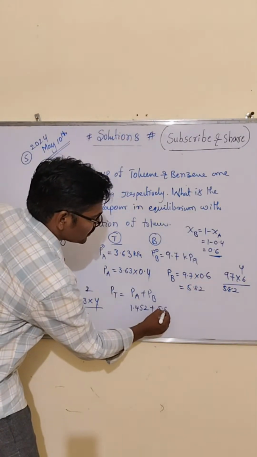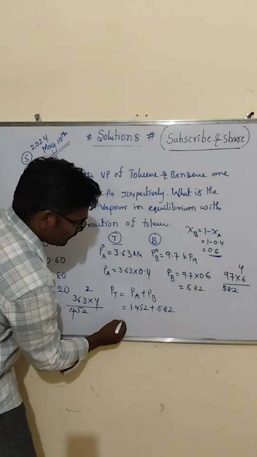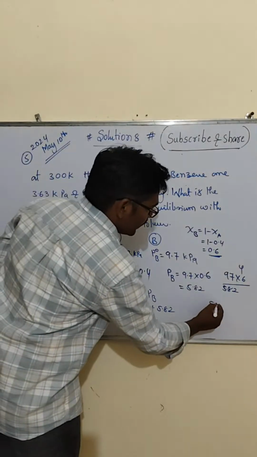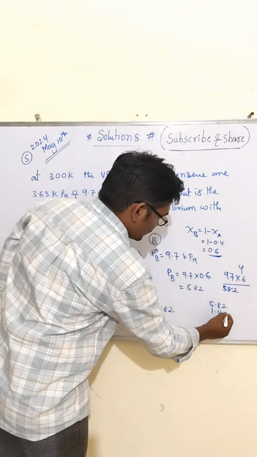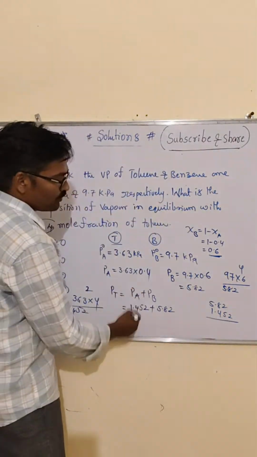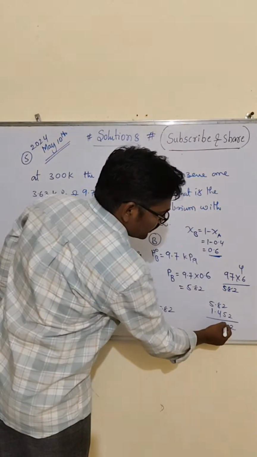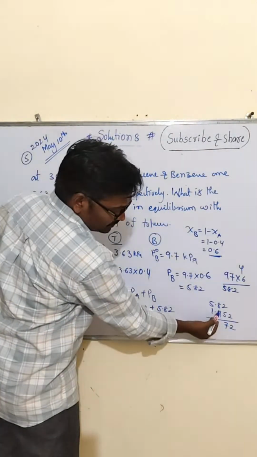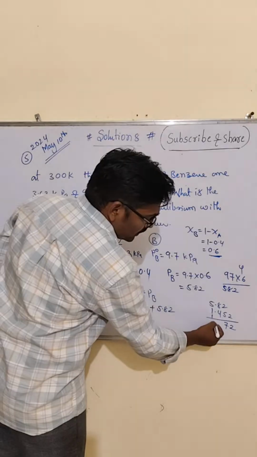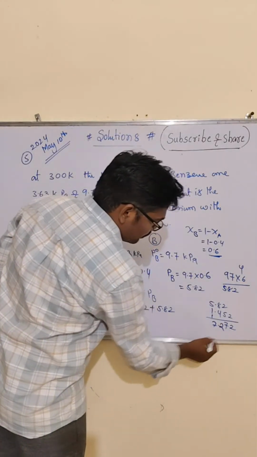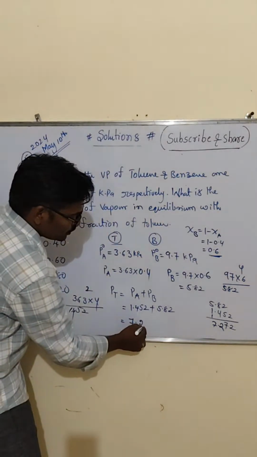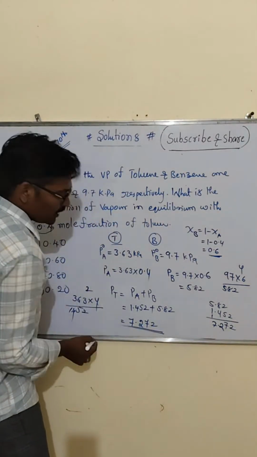When both are added, 5.82 plus 1.452 gives 7.272. That is P total.